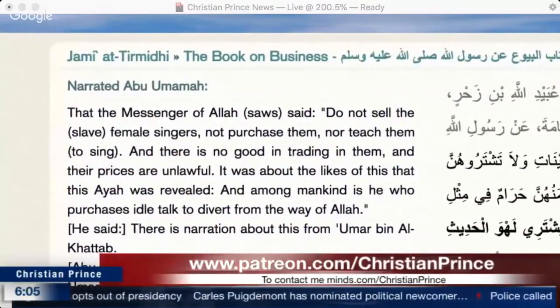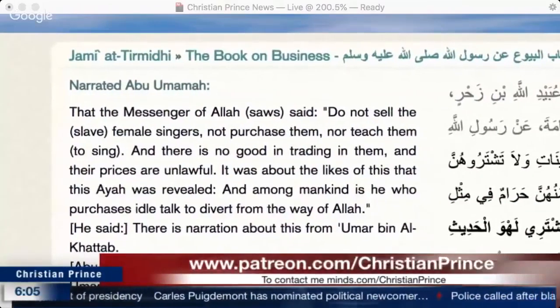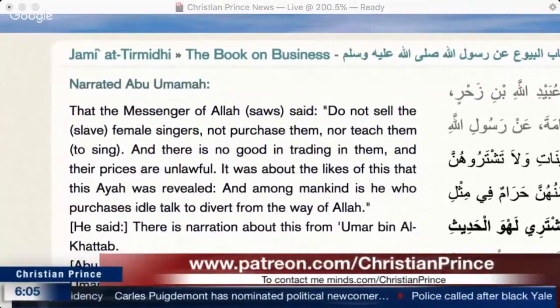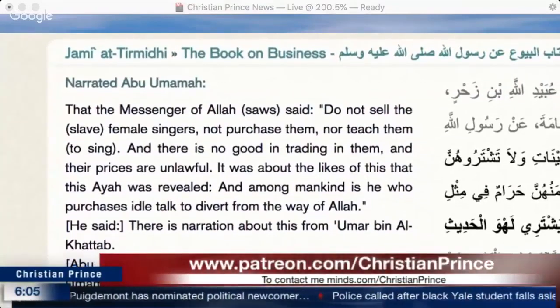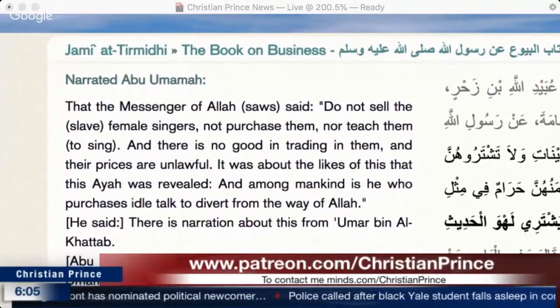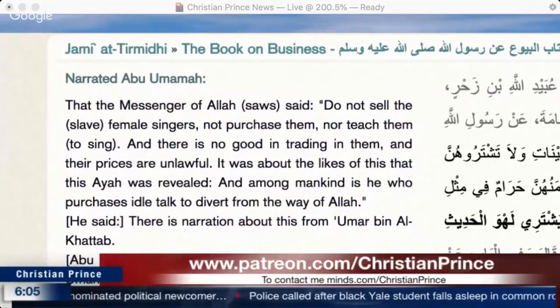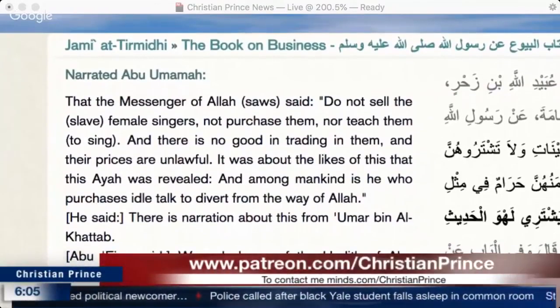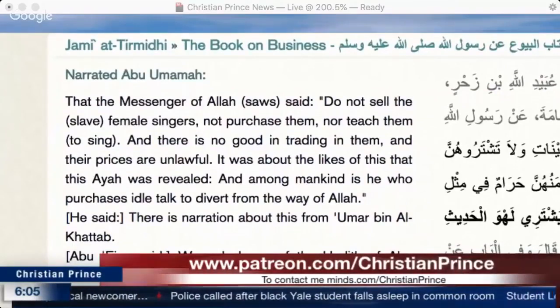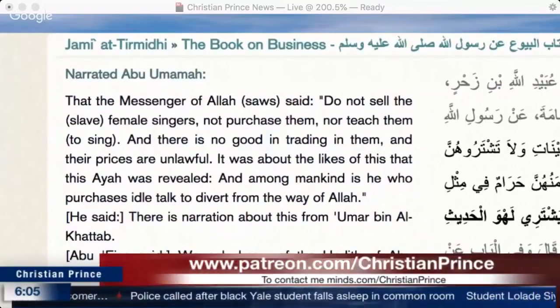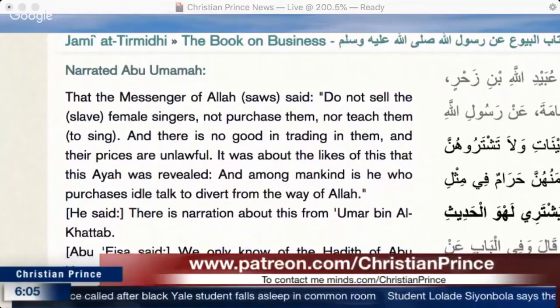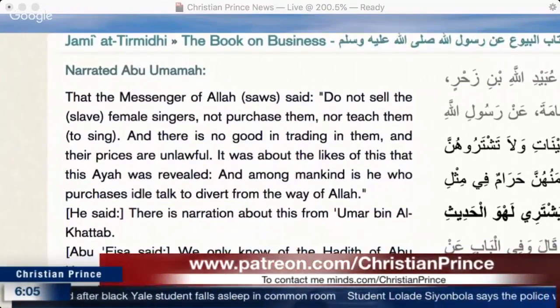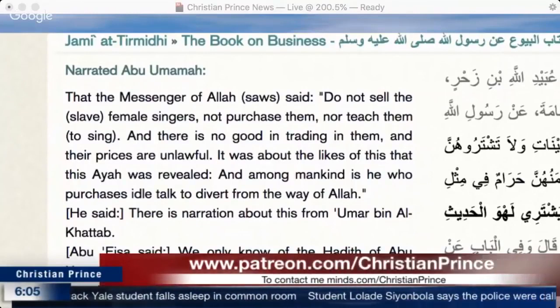So read with me here. The Messenger of Allah, peace be upon him, said, do not sell slaves, female singers, nor purchase them, nor teach them to sing, and there's no good in trading in them, and their prices are unlawful. It was about the like of this that this ayah was revealed: and among mankind are those who purchase idle talk to divert from Allah's way.